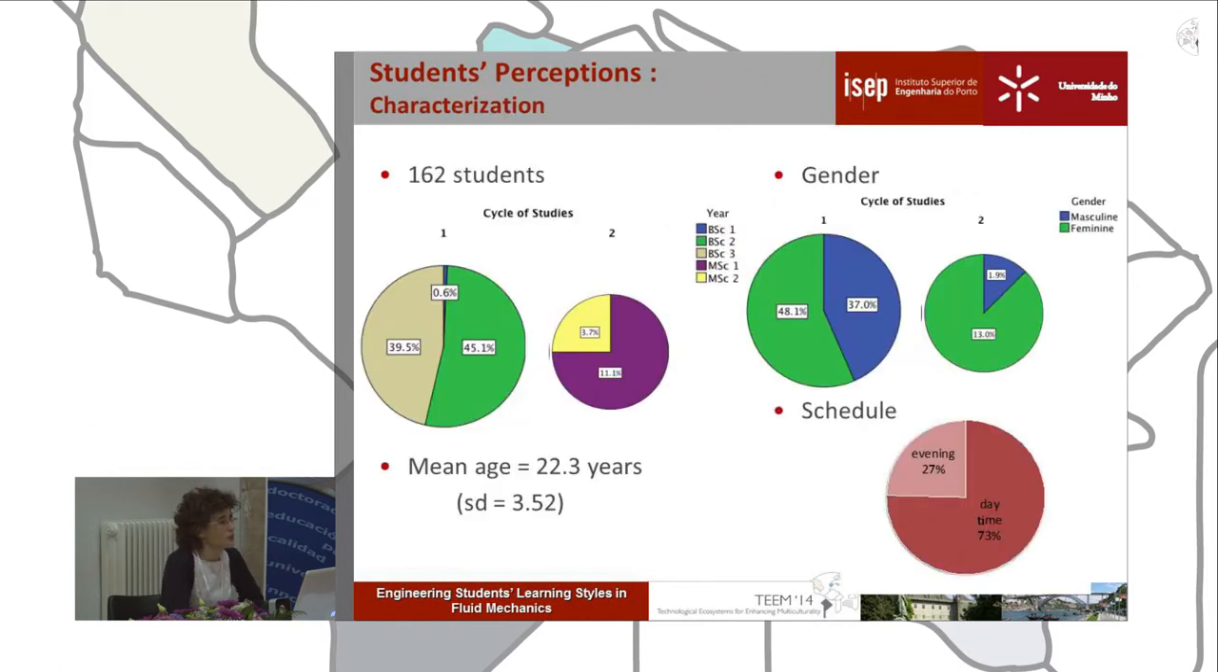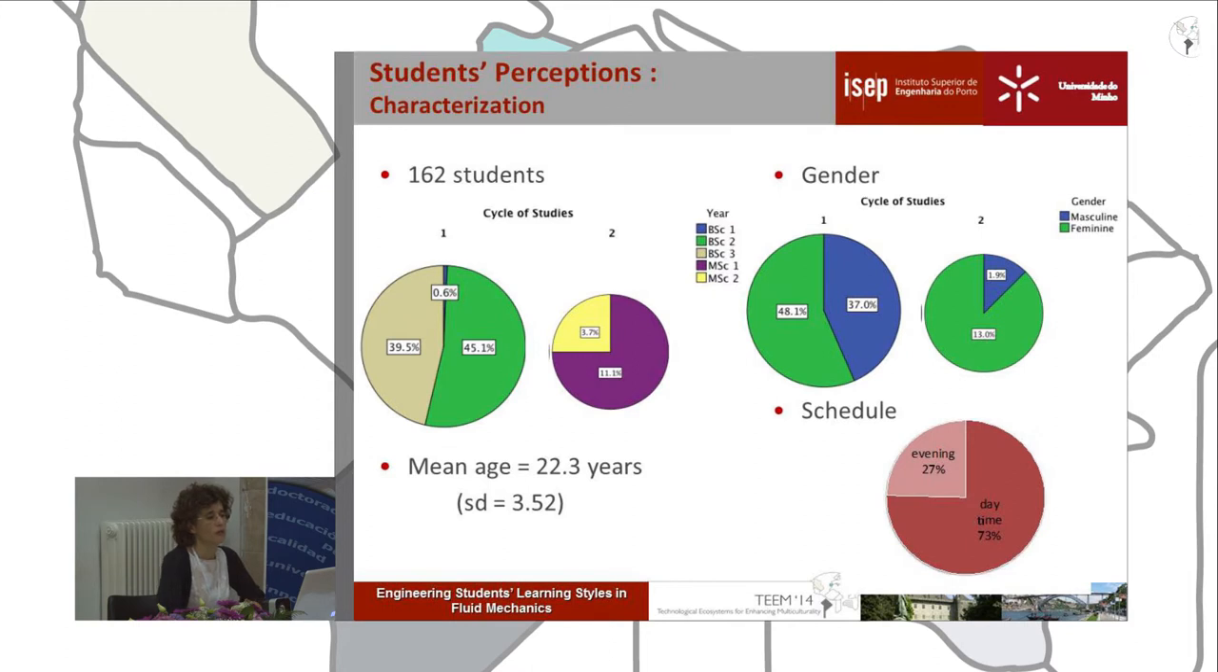here are the results. So, 162 students agreed to fulfill the questionnaire and work with us. The results are divided in two cycles, the first cycle and the second cycle. Only 15% of students are from the second cycle and the remainder from the first, divided by the 5 years of the graduation. Namely, the second year is here in green. So most of the students are from that year. The mean average age is 22 years, with some deviation of 3-4 years.